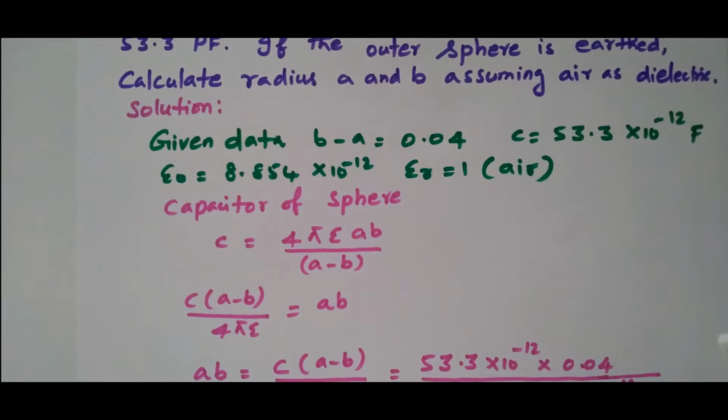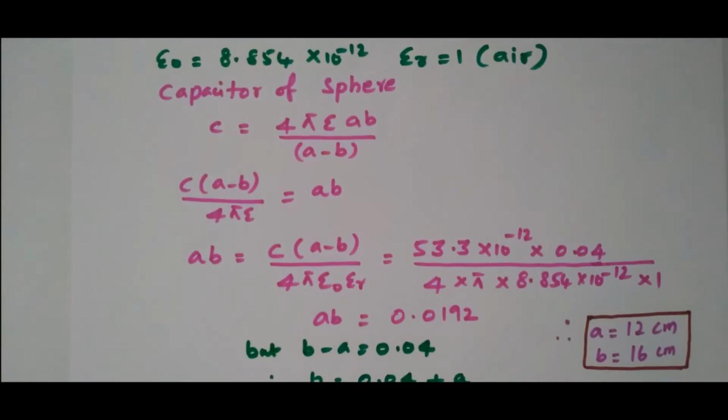What is the expression for a spherical capacitor? C equal to 4 pi epsilon AB divided by A minus B. We just got this expression. In this, what we need is AB, because A minus B is a known value. So we bring this term here and bring the 4 pi epsilon to the denominator. So C into A minus B divided by 4 pi epsilon equals AB. So AB equals C into A minus B divided by 4 pi epsilon. This epsilon is written as epsilon naught into epsilon r.